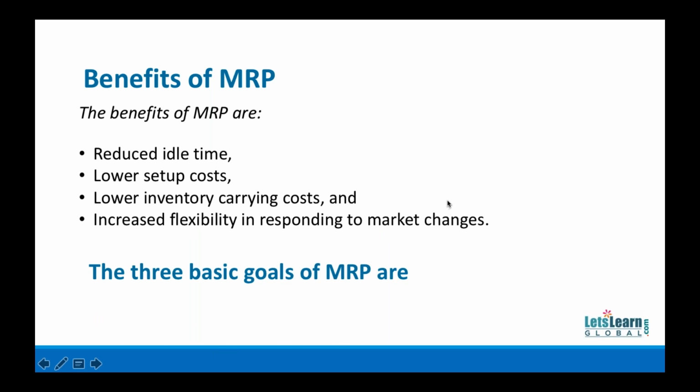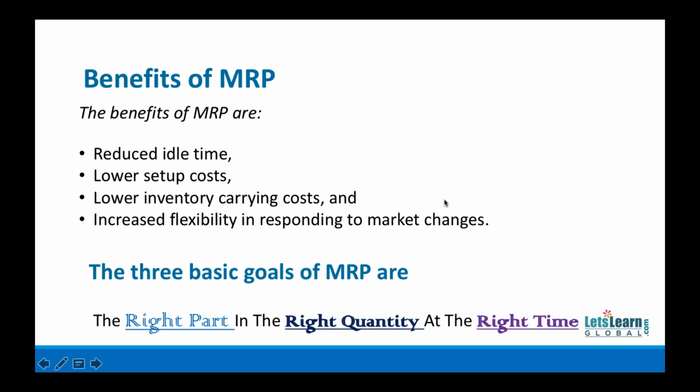Here, the goals of MRP include that we buy the right material in the right quantity at the right time, not to have any surprises of not having the right part in the right quantity at the right time. So we make sure that all the materials required are available in proper quantities at the right time. These are the ultimate goals of MRP: the right part, the right quantity, at the right time.